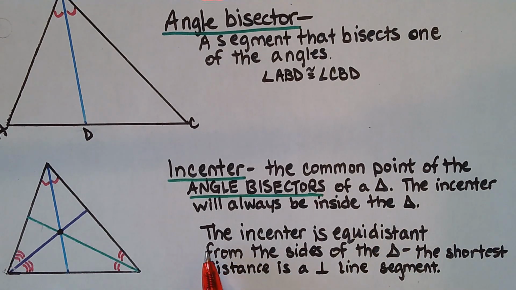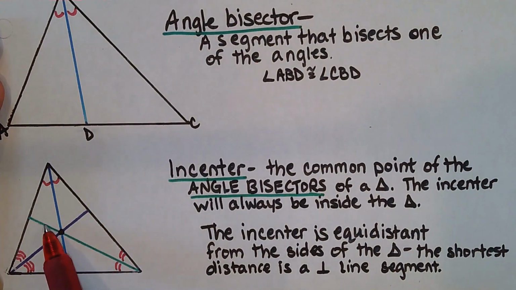And then the special relationship. The incenter is equidistant from the sides of the triangle. Now that's a little bit of a tricky one, and I'll talk to you about that in just a minute. The incenter is equidistant from the sides of the triangle. Now that doesn't mean these little marks here. It doesn't mean these solid marks here. It doesn't mean that it's this distance, this distance, this distance.